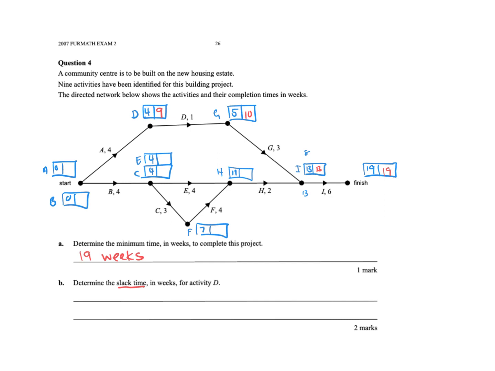So what is the float time? I'll just write the earlier start time. So it was 9 minus 4, which equals 5. And this was weeks, okay? So they were talking about weeks. 5 weeks was the slack time.